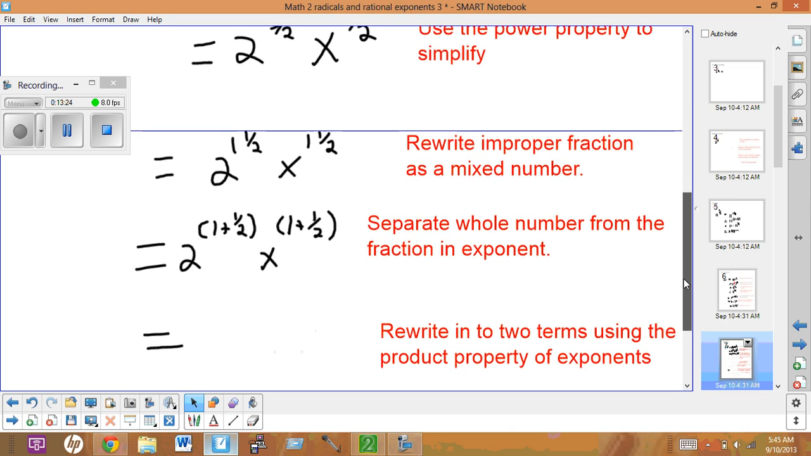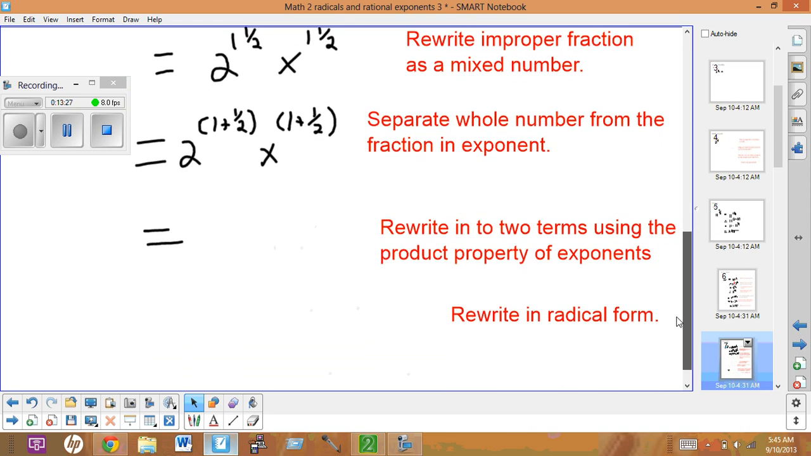Okay, so this is the step we learned initially. We're going to rewrite these in 2 terms using the product property and rewrite in radical form. At this point, you're rewriting the 2 terms using the product property. So split the 2 up, make it into 2 terms. Split the x up, make it into 2 terms using the product property. Okay, you should have gotten 2 to the first power times 2 to the 1/2 power times x to the first power times x to the 1/2 power.